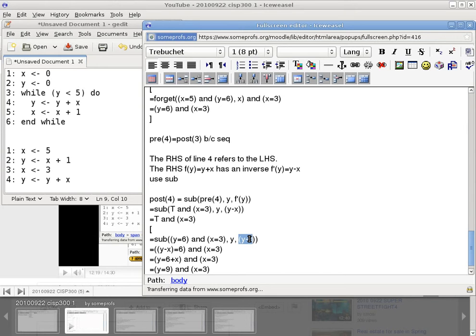It's basically like using a text editor. You search and replace. Yep. I'm just a little confused from earlier where line 2 didn't refer to the left-hand side, but line 4 does refer to the left-hand side. Because the right-hand side of line 4 is y plus x. Okay. The left-hand side is y. Okay. y plus x mentions y, and y is the left-hand side. So that's what I meant when I say the right-hand side refers to the left-hand side.